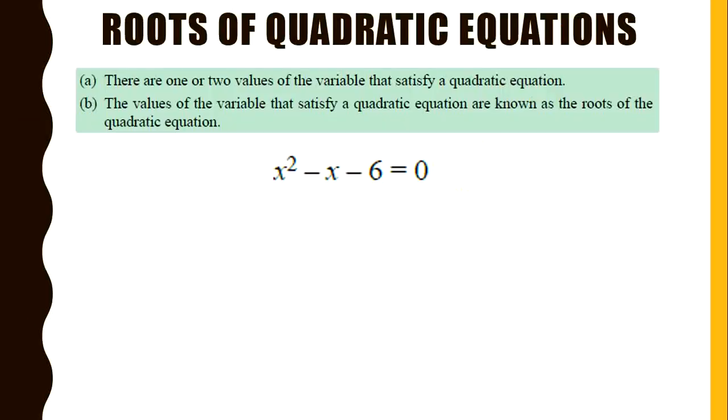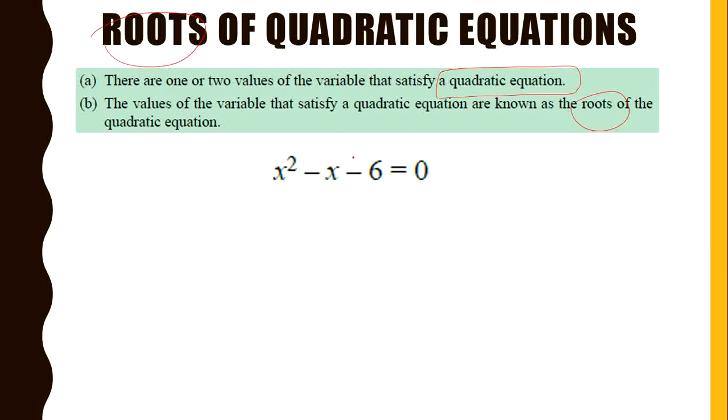Okay, next. Roots of quadratic equations. Okay, roots ni apa pula? There are one or two values of the variable that satisfy a quadratic equation. Okay, dia kata dalam quadratic equation ni akan ada satu ataupun dua value yang apa orang panggil mematuhi, yang memuaskan kedua-dua equation ni. Means bila kita substitute masuk, dia akan jadi equation ni. The values of the variable that satisfy a quadratic equation are known as the roots of the quadratic equation.